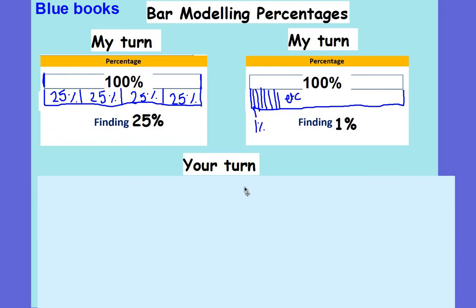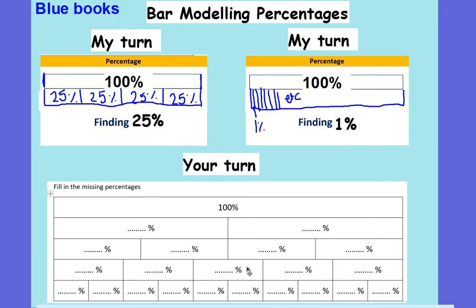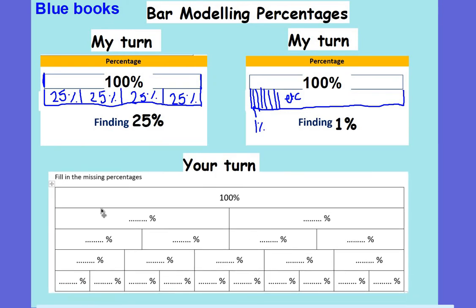In your dark blue books, can you copy down this bar diagram and tell me what each of these smaller bars is worth in terms of percentage if the top bar is worth 100%? Pause the video in your dark blue books, copy this diagram out now, please. And remember to fill it in.